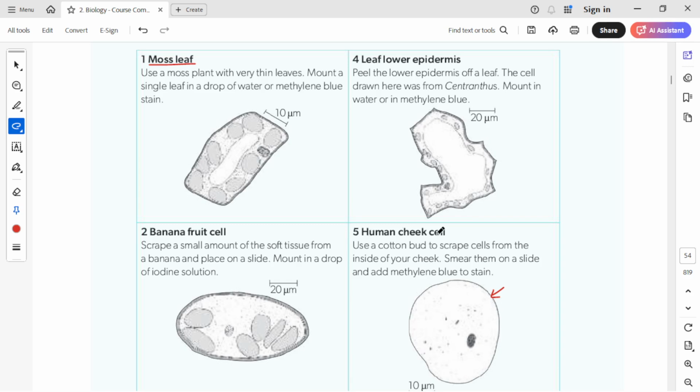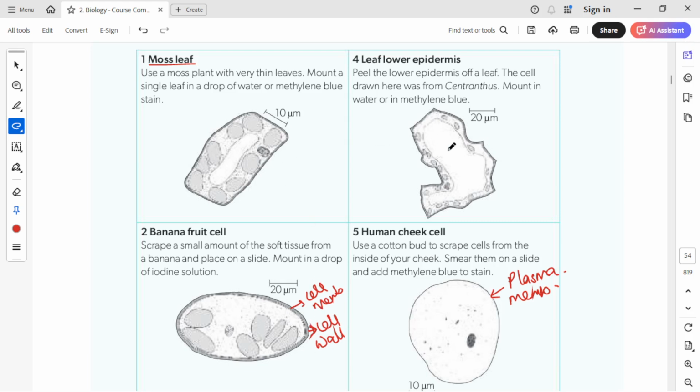This is a human cheek cell. These three are actually plant cells. We can see the outer thick layer. Inside will be the cell membrane or plasma membrane, and outside will be the cell wall. In an animal cell, the only outer layer will be the cell membrane or plasma membrane. So the outermost layer will be the plasma membrane in animals, and in plants it will be the cell wall, which is the outermost structure of the cell.